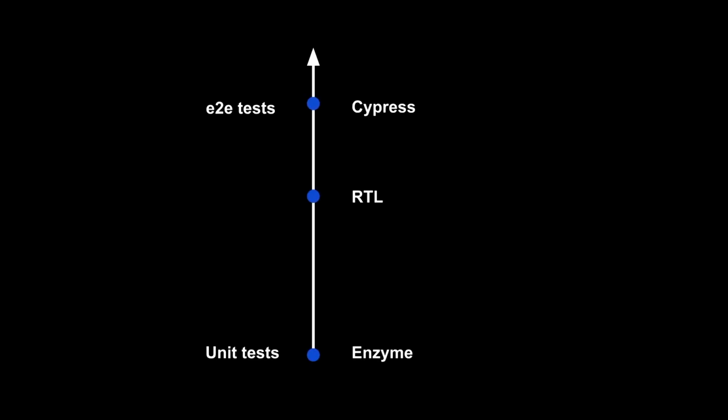And here are all the libraries that we will discuss today, except for Cypress, which we will not discuss today. So Enzyme is really low in the unit testing, because it's on this scale of abstraction, it's really based on implementation details. And React Testing Library is somewhere in the middle.